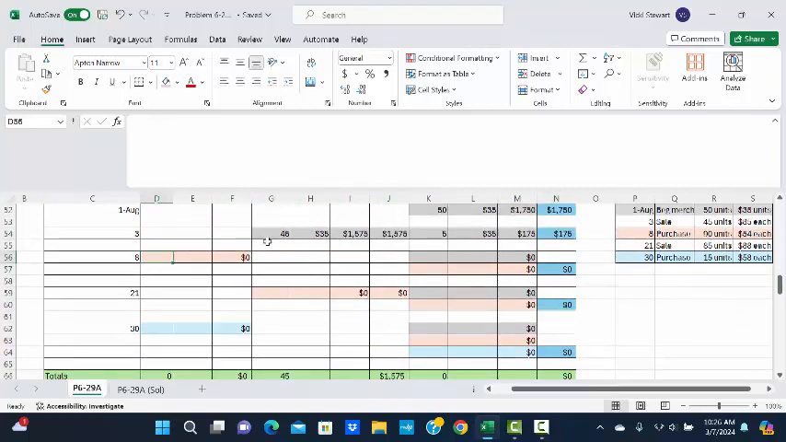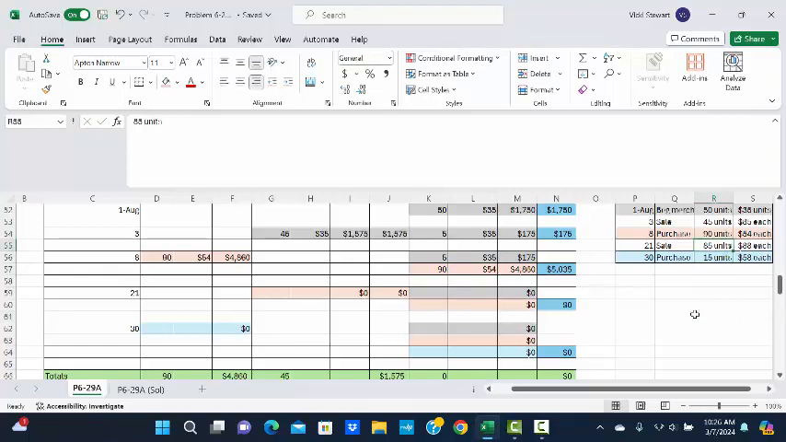And then we make the additional purchase on the 8th of 90 units, and we pay $54 for those. So we have on hand 5 units at $35 and 90 units at $54. Okay, now we make the sale on August 21st of 85 units.